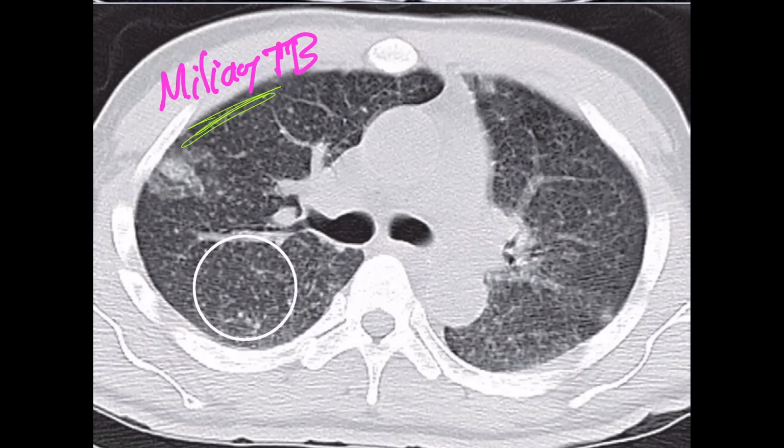Next lecture will be about how to differentiate between effusion and atelectasis in the chest X-ray and CT.